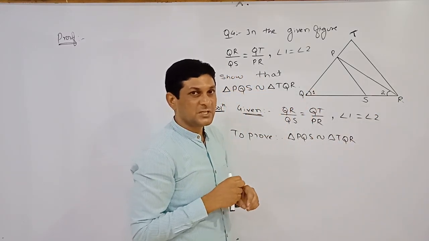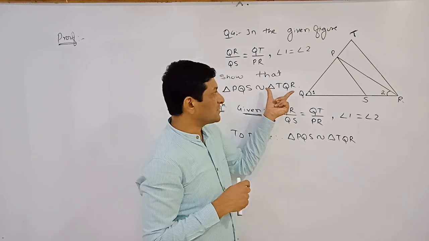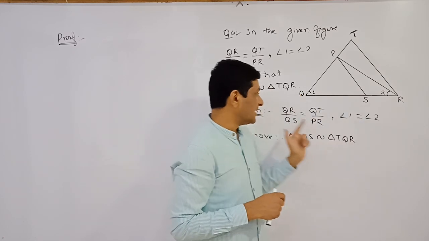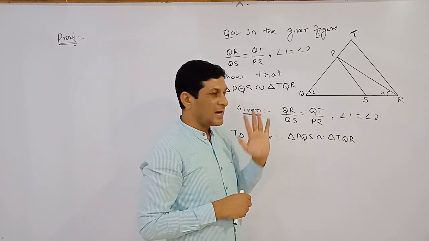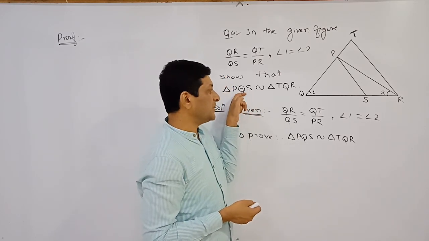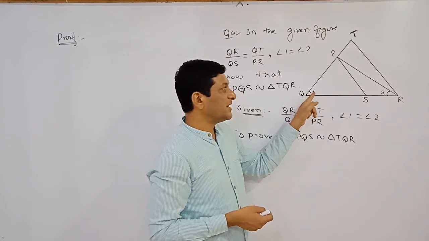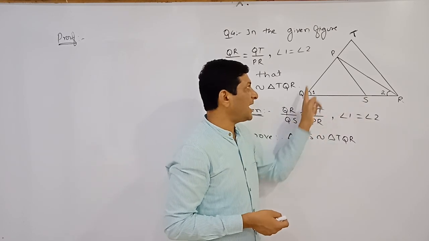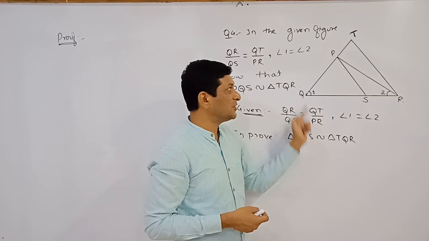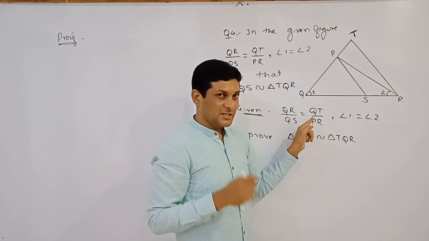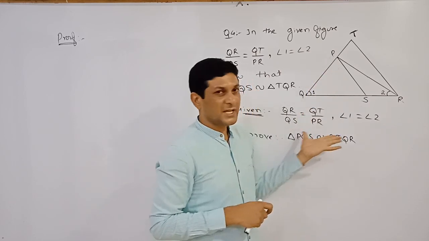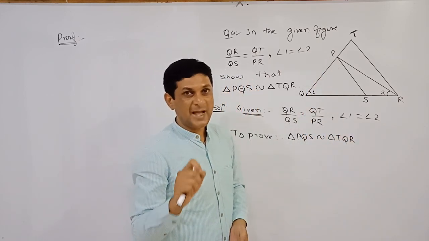Now this angle Q is included in which two sides? For triangle TQR, it is included in TQ and QR. Here TQ and QR are already given to us. For triangle PQS, this angle is included in which two sides? QS and QP. QS is already given to us, but here instead of QP, PR is there. If we are able to replace this PR by QP, we can say that these two triangles are similar by SAS test.